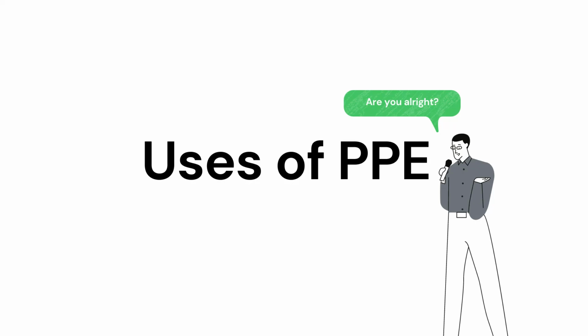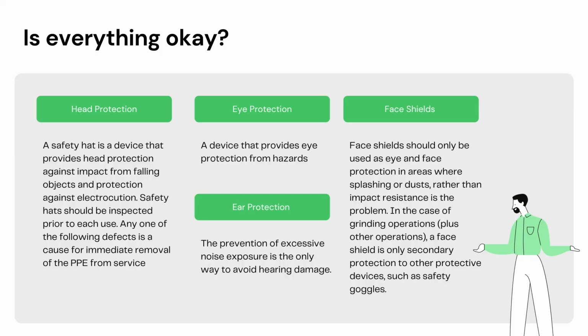Next one is the uses of PPE. The first one is the head protection. A safety hat is a device that provides head protection against impact from falling objects and protection against electrocution. Safety hats should be inspected prior to each use. Any one of the following defects is a cause for immediate removal of the PPE from service.